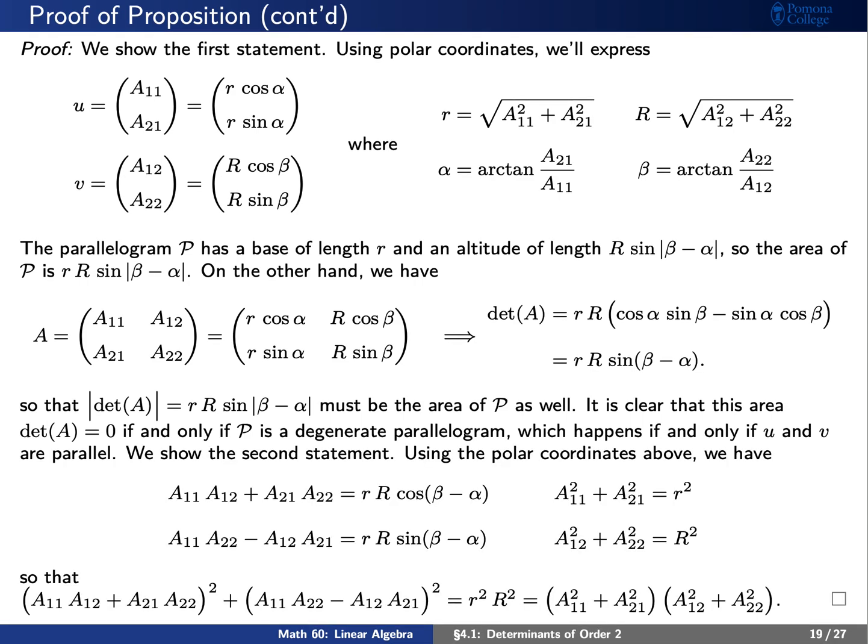For the second statement, it's just a matter of realizing that we have sine squared plus cosine squared equals 1. The first quantity, a11 times a12 plus a21 times a22, we can write in terms of the cosine of theta by just using the polar coordinates from above. Similarly, we've already worked out that the determinant a11 times a22 minus a12 times a21 is expressed in terms of the sine of the angle theta. The rest of this is just algebra.